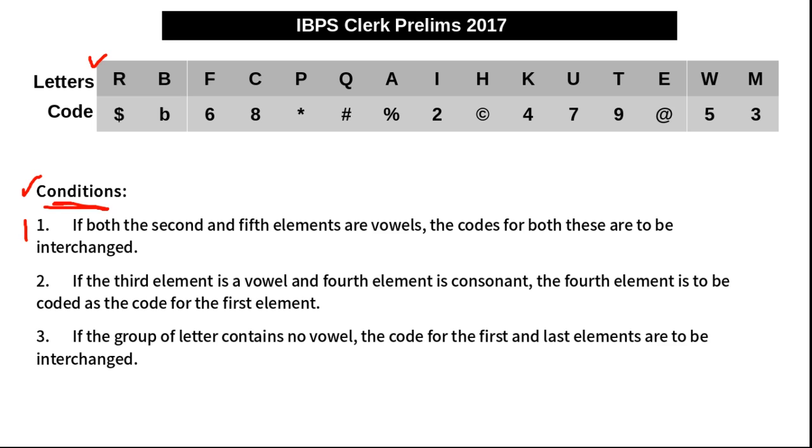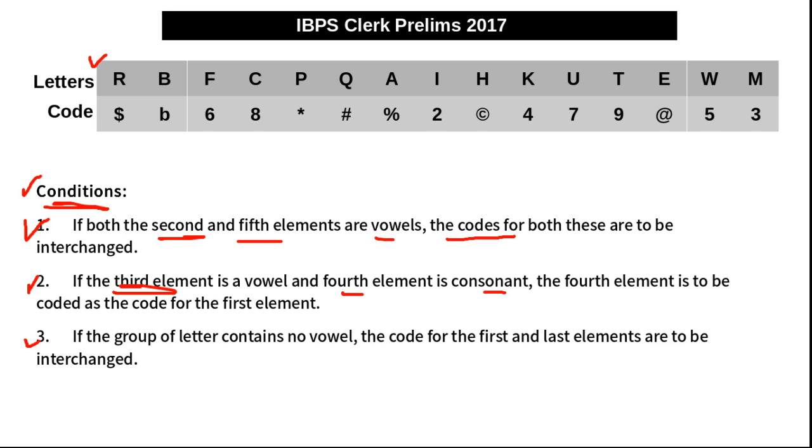The first condition is: if both the second and the fifth elements are vowels, then the codes for both of these are to be interchanged. So just keep this in mind. It is not required for you to remember this exact thing. The second condition is: if the third element is a vowel and the fourth element is a consonant, then the fourth element is to be coded as the code of the first element.